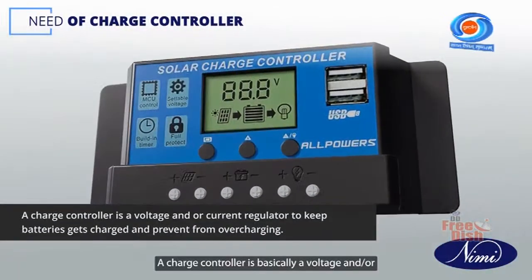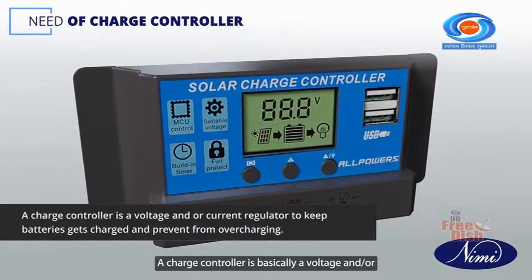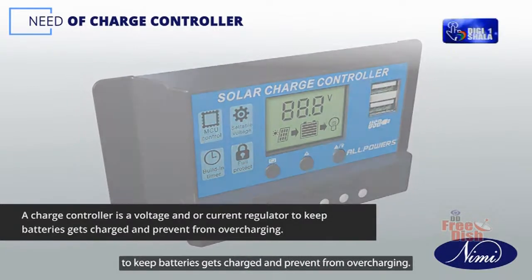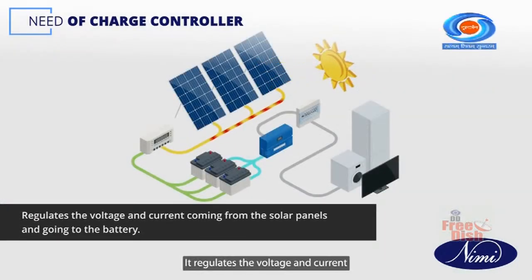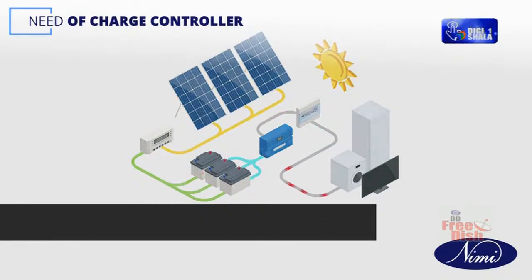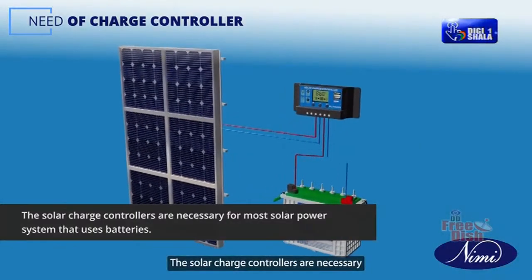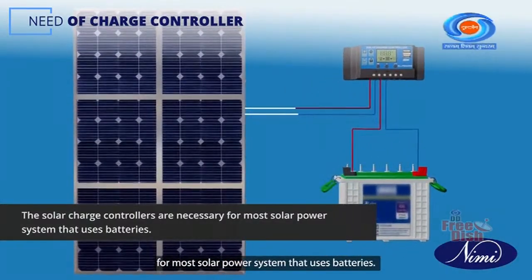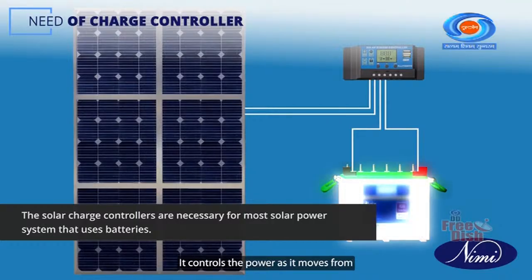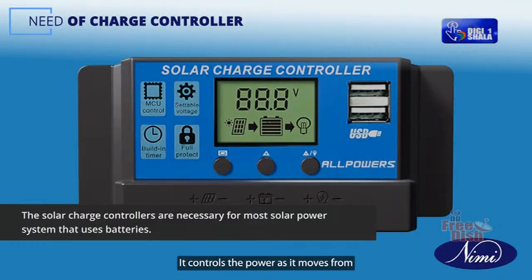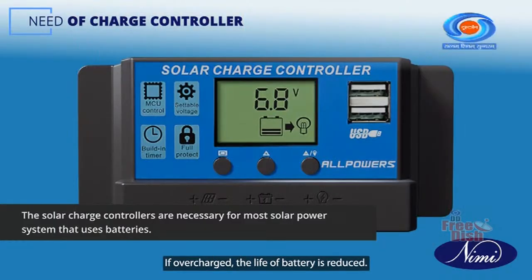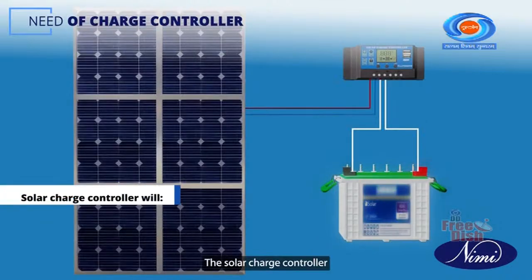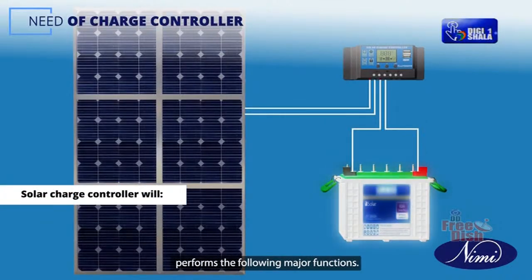A charge controller is basically a voltage and/or current regulator that keeps batteries from overcharging. It regulates the voltage and current coming from the solar panels and going to the battery. Solar charge controllers are necessary for most solar power systems that use batteries. It controls the power as it moves from the solar panels to the batteries. If overcharged, the life of the battery is reduced. The solar charge controller performs the following major functions.